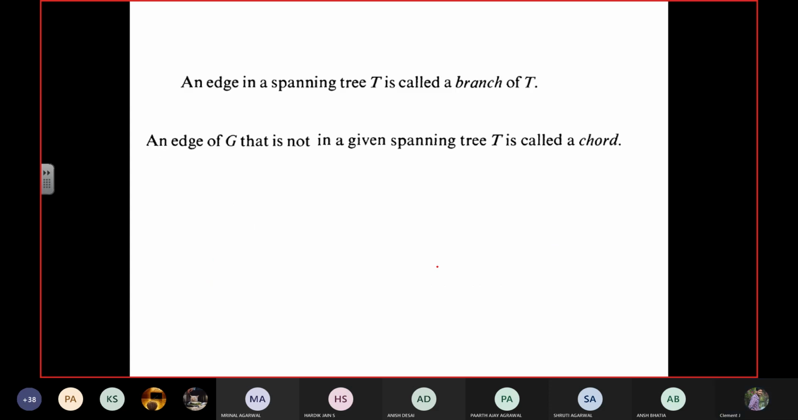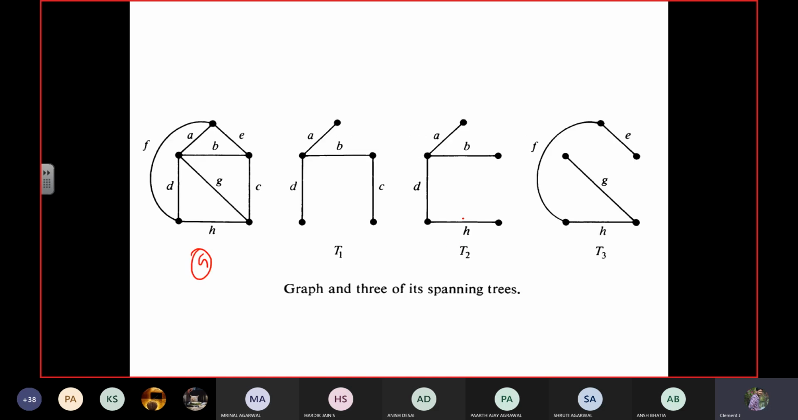Next, it is important to know some terms. See here, in your spanning tree you will have some edges. Here A, B, C, D are the edges of T. More precisely, they are called branches. So here A is a branch of T1, and B is a branch of T1.